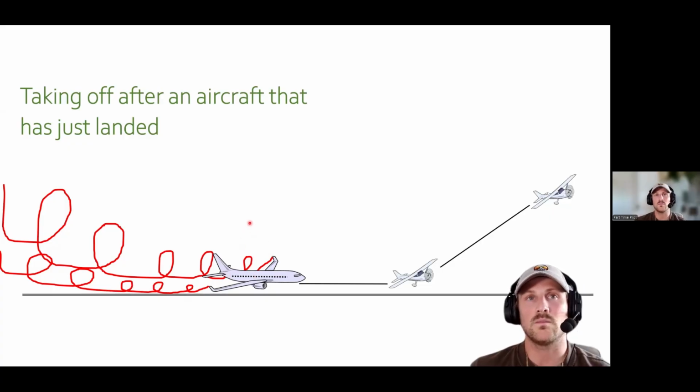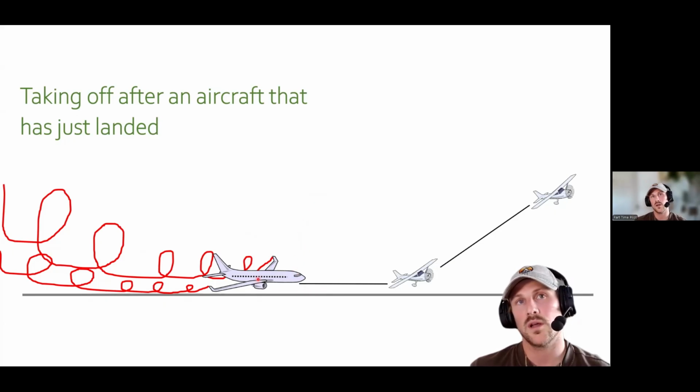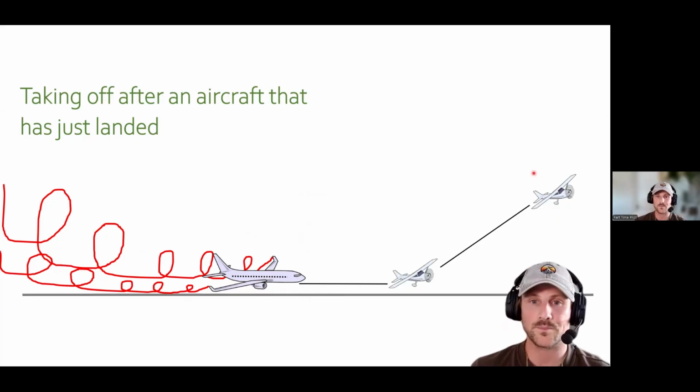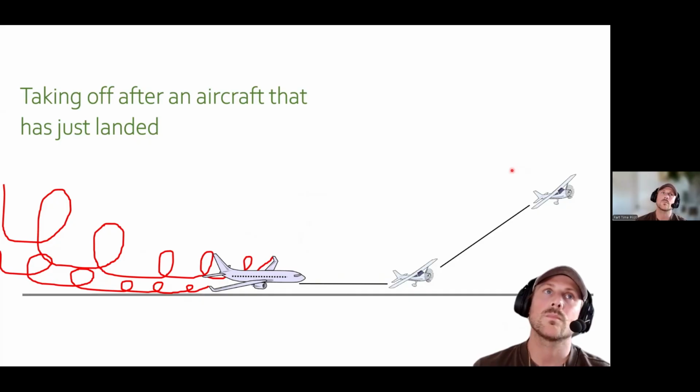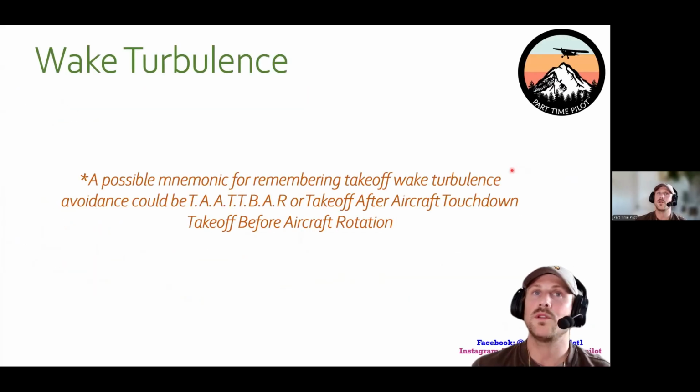So we would ideally taxi onto the runway here, because even in taxi, these can be kind of dangerous. If we taxied on into here, that could be dangerous. So ideally, we do want to taxi to a point on the runway after their touchdown point and then take off after that. A possible mnemonic for that is TAT-T bar: take off after aircraft touchdown, take off before aircraft rotation.